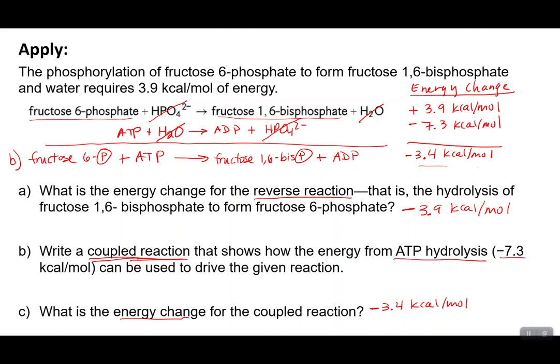Again, the main idea here is that when you couple things to ATP, you can go from an unfavorable reaction that would normally not proceed to now a favorable one where you have a negative sign on the net energy change because you were able to provide the energy you needed and more with your ATP hydrolysis reaction.